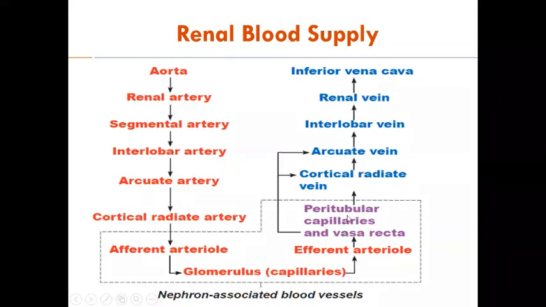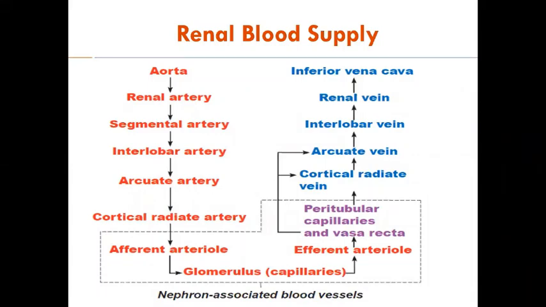The peritubular capillaries join to form the cortical radiate vein, which is called the interlobular vein. That can join to form the arcuate vein, and the arcuate vein will join to form the interlobar vein. The interlobar vein will join to form the renal vein. The renal vein will join the inferior vena cava, and the inferior vena cava will now transport blood to the right side of the heart, from the right atrium into the right ventricle, and then it will be pumped into the pulmonary circulation for oxygenation. Then the cycle repeats itself like that.